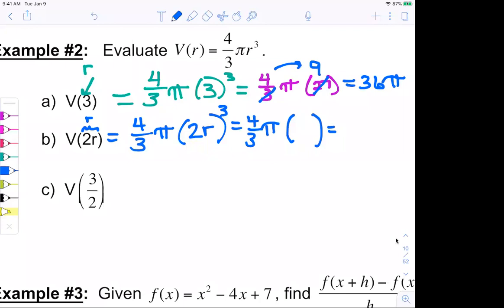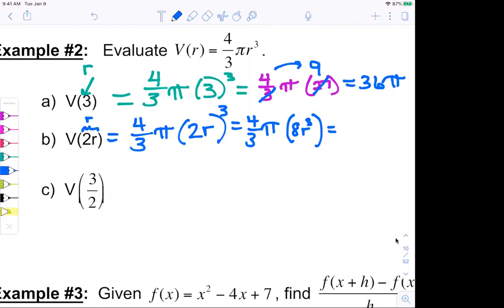So what happens when you have 2r and you cube it? Would it be 8r cubed? Yeah, nice, Peter. So you're cubing the 2 and you're cubing the r. Both of them are in parentheses, so I have to cube both of them.